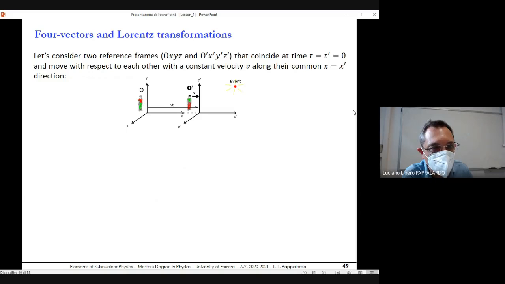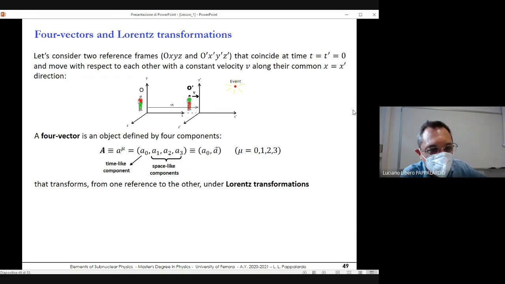And they move with respect to each other with a constant velocity v along their common x direction. So this is the most simple thing you can think of. And so the two observers, one on one frame and the other on the other, want to study, for instance, an event.